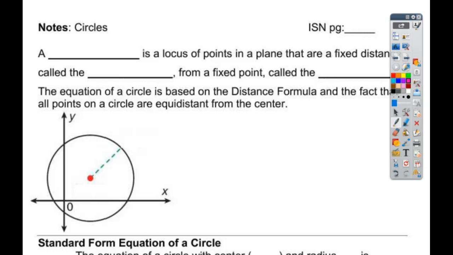Okay, so what we're going to do for the next couple days is called conic sections. And the reason it's called conic sections is because if you take a cone, this is a cone.